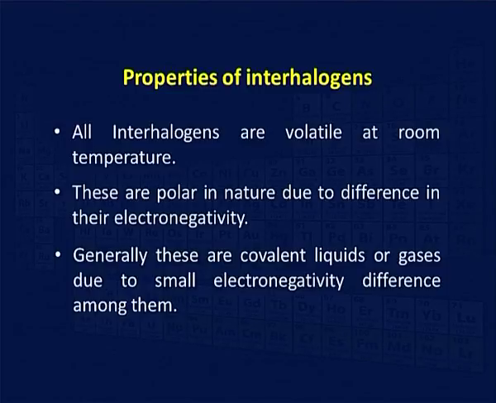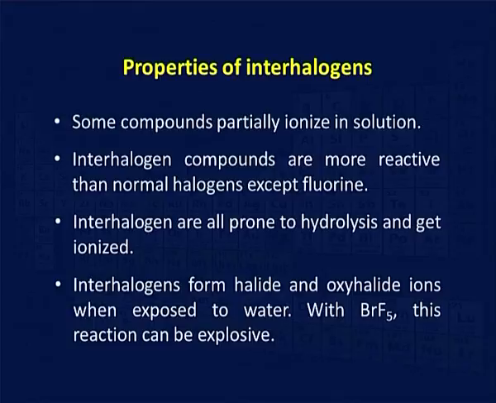These are the general properties shown by the interhalogens. These interhalogens are polar in nature due to the difference in their electronegativity values. Generally, these are covalent liquids or gases due to the small electronegativity difference among the constituent halogen atoms. Some compounds partially ionize in solution. The interhalogen compounds are more reactive than normal halogens except fluorine. The interhalogens are all prone to hydrolysis and get ionized. They form halide and oxyhalide ions when exposed to water. With bromine pentafluoride, this reaction can be explosive.